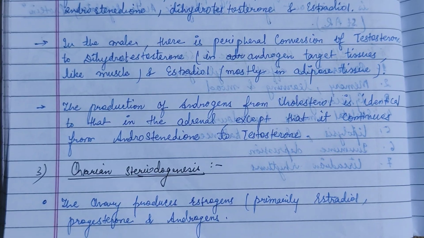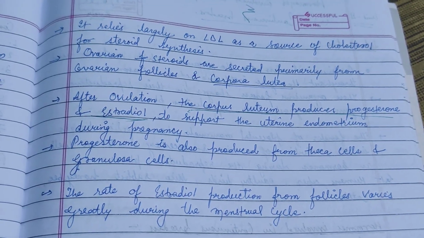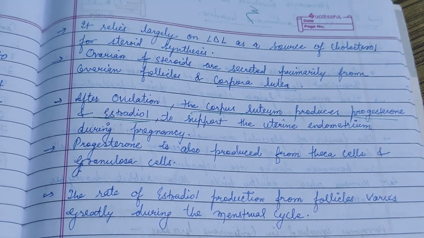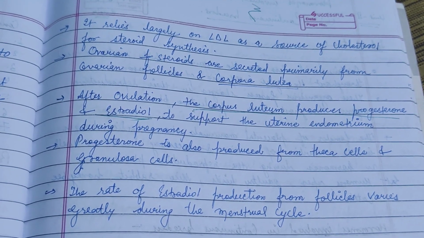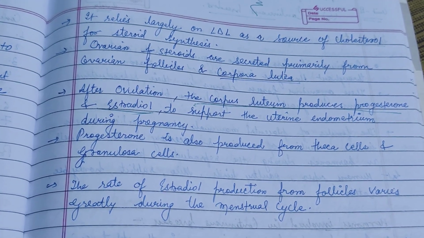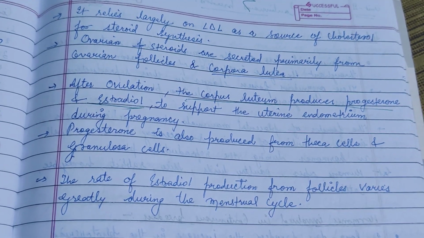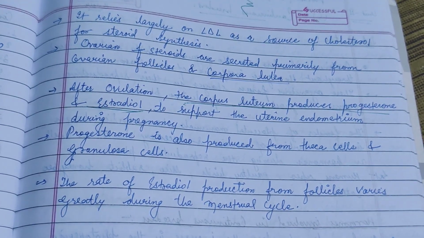Next is ovarian steroidogenesis. After ovulation, the corpus luteum produces progesterone and estradiol to support the uterine endometrium during pregnancy. Progesterone is also produced from the theca cells and granulosa cells. The rate of estradiol production from follicles varies greatly during the menstrual cycle.